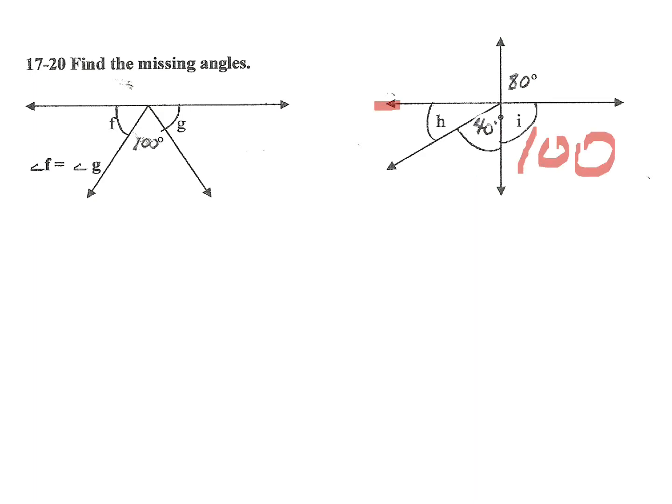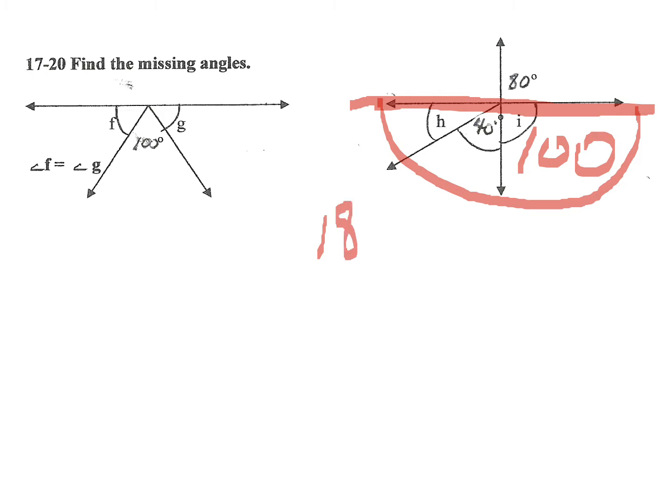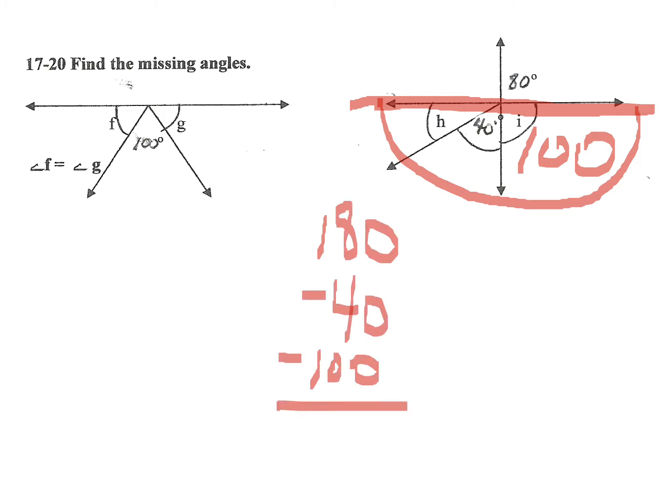Now look at the bottom. This straight line still makes 180 degrees every time. So if I need 180, how much have I already got? 40 and 100. Subtract it, and it leaves me with 40. Now don't assume that that's going to match like that every time. H is 100 and 40 is 100. It doesn't have to match every time. It just worked out that way with those 2 numbers.